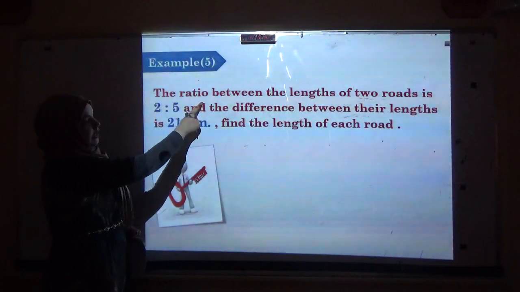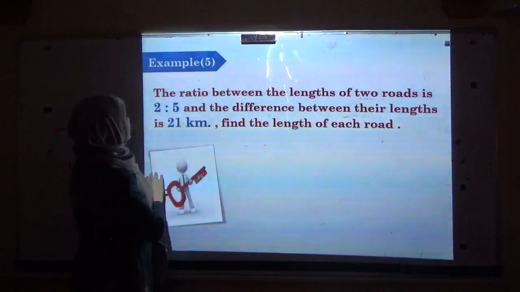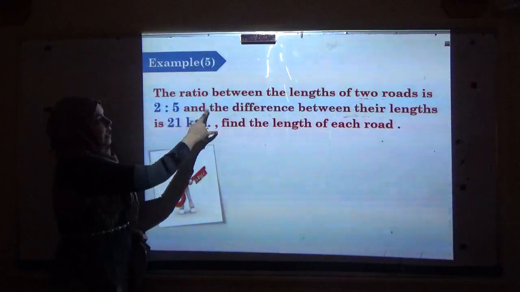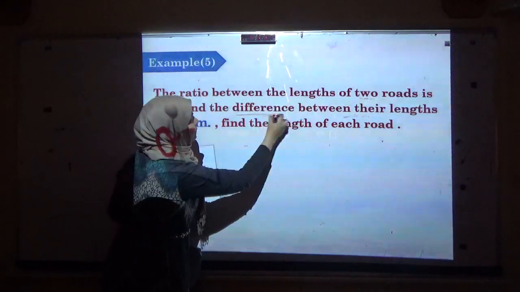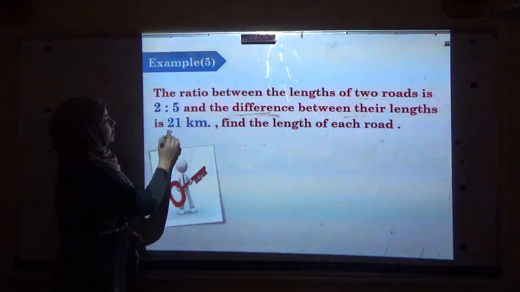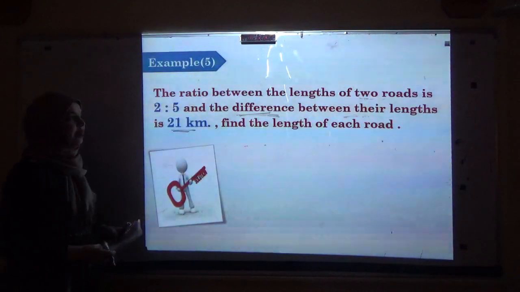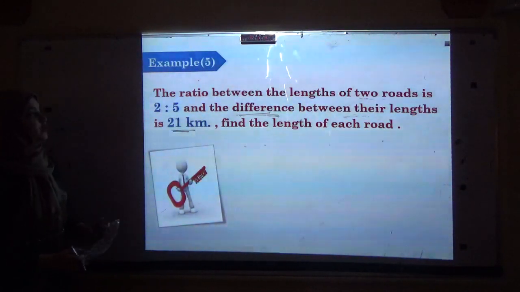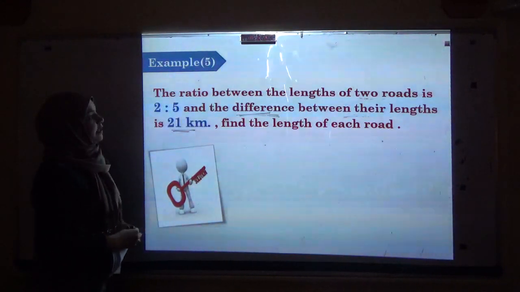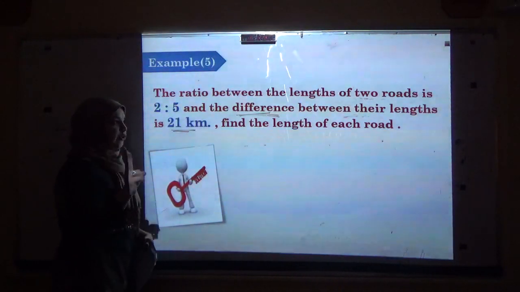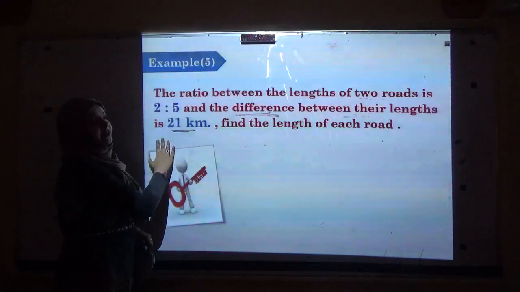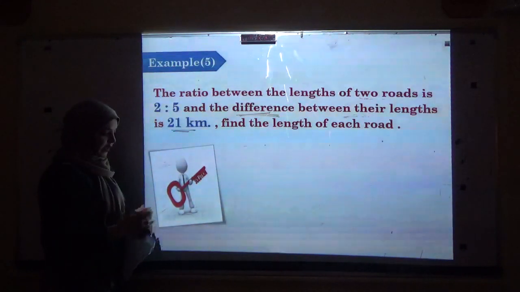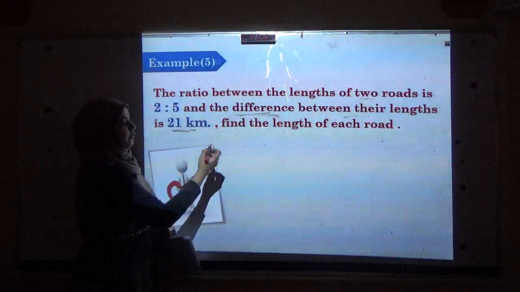the ratio between the lengths of two roads is 2 to 5. And the difference between their lengths is 21 kilometers. Find the length of each road. In this example, he gives us the ratio between two roads and the difference between their lengths. Okay? So we have two roads.